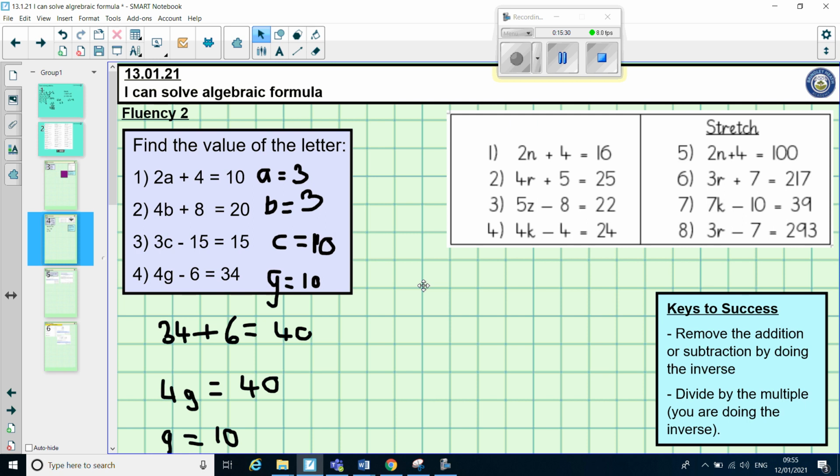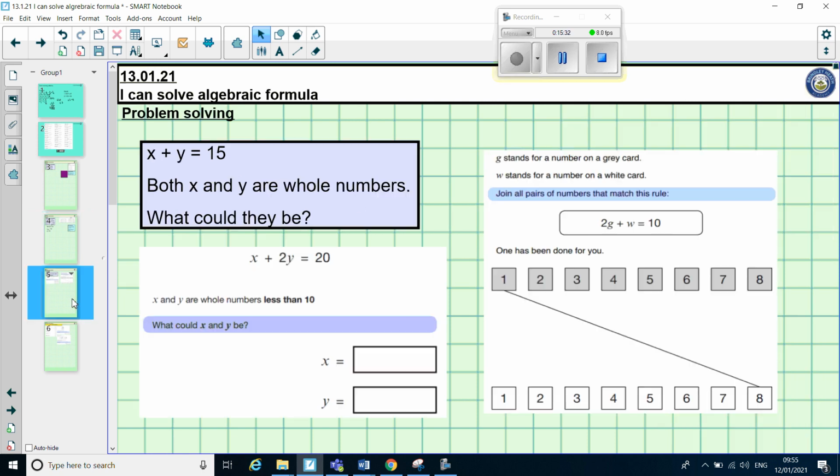Okay, I hope you got on all right with those. Next, we're going to have a look then at problem-solving questions. So these are the kind of questions that you might get when you go on to maths.co.uk today. Okay, in these questions, there is more than one possible answer for a lot of the questions. So we're going to start off by looking at the question in the purple box.